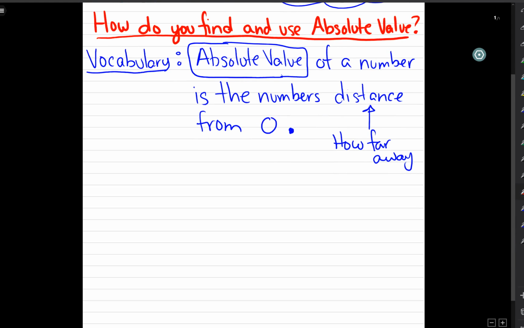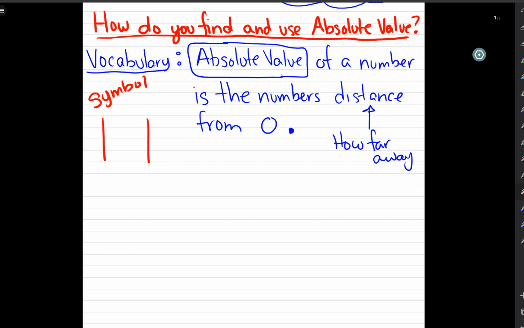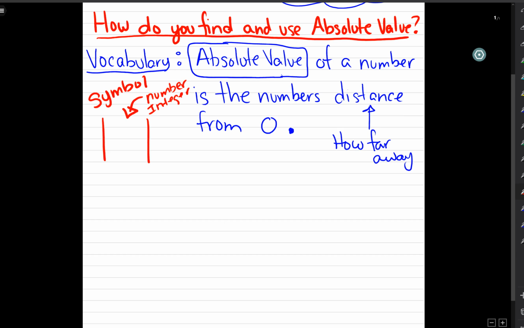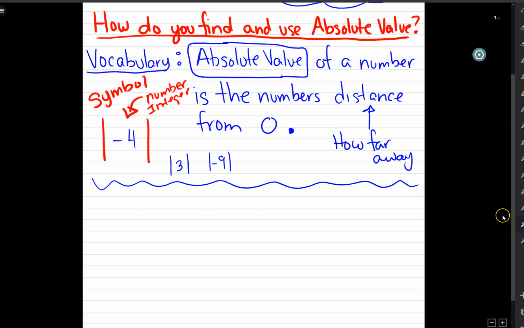The symbol that will be used for absolute value is two lines that are parallel. Two lines, and they will have a number inside. And it's actually an integer. It could be positive or it can be negative. So an example would be absolute value of -4. Another one would be absolute value of 3. Another one would be absolute value of -9, something like that. Those are all absolute values. And that sign means absolute value.